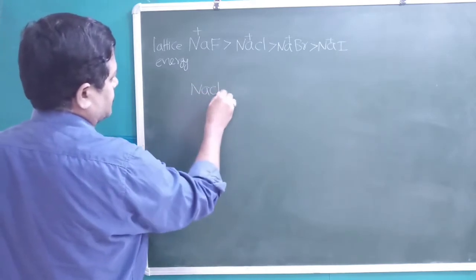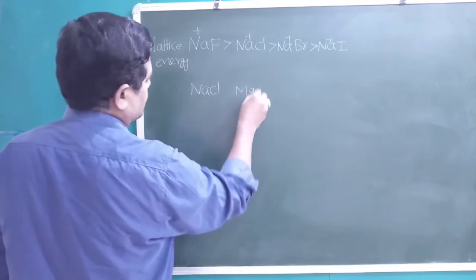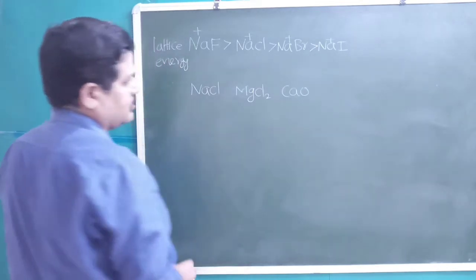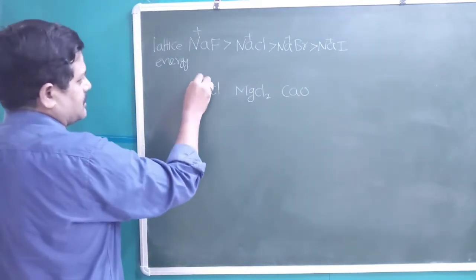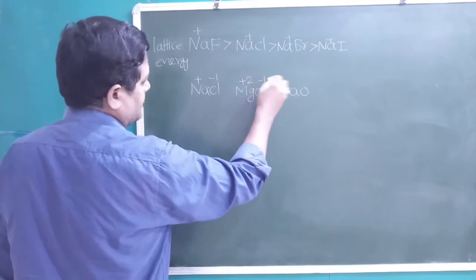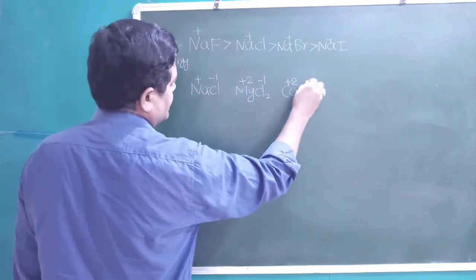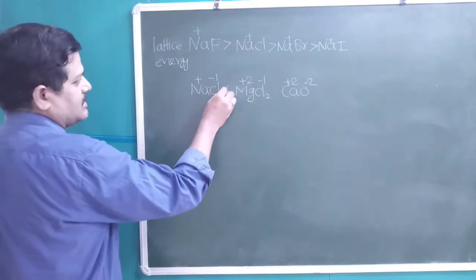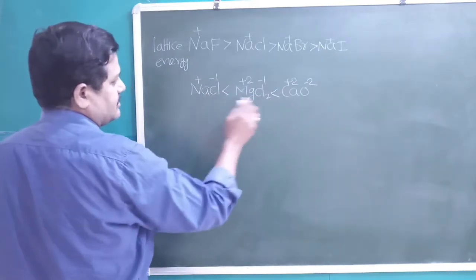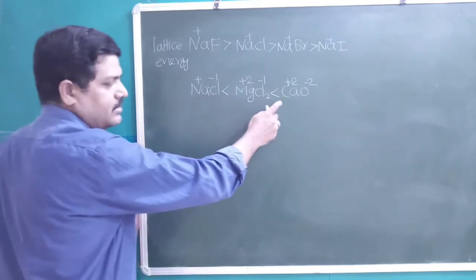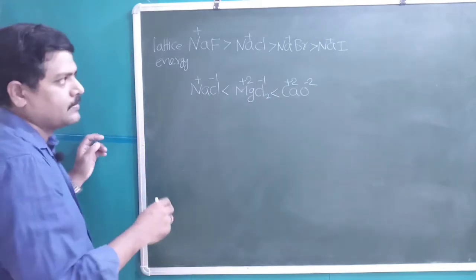NaCl, MgCl2, CaO: you take the charges on the ions as +1, -1, +2, -1, +2, -2. As the charge on the ions increases, lattice energy increases. This is the increasing order of lattice energy for the given 3 compounds, right?